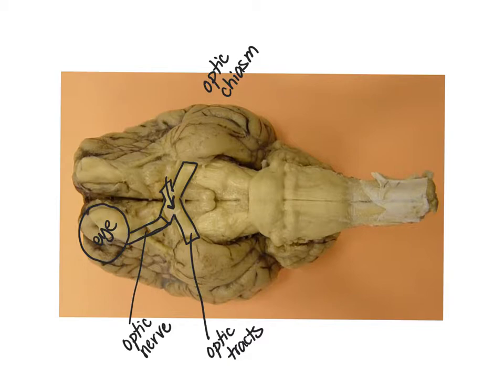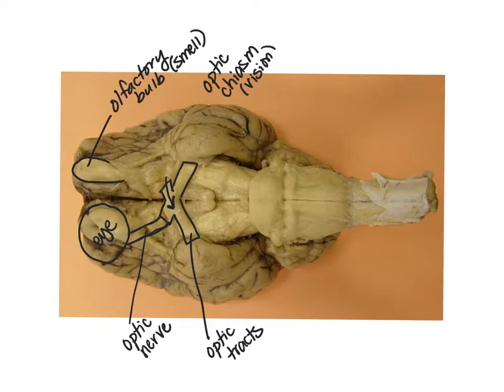So first we're going to look at a structure that's anterior to the optic chiasm. And this structure here is known as the olfactory bulb. And the olfactory bulb is responsible for transporting the sensory information associated with smell to the brain. The optic chiasm, just to go back, is associated with the sense of vision or sight. So it helps to carry information from the eyeballs to the brain.